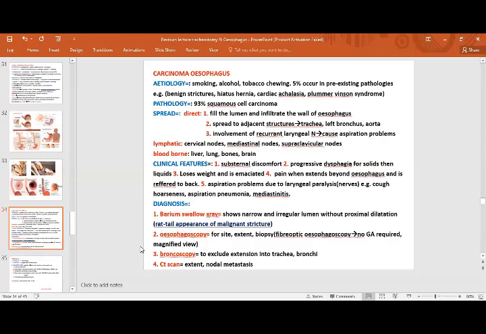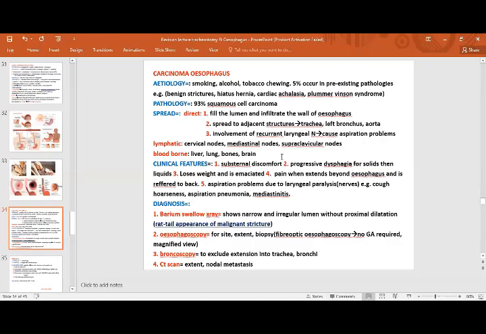Basically it can spread directly into the lumen and of course infiltrate the wall of the esophagus. Then perforation of the esophagus can occur, and it would also involve adjacent structures like the trachea, bronchus, and aorta. The presentation would be dyspnea or some cough, and involvement of the recurrent laryngeal nerve causes aspiration problems as well. So this is direct spread. Lymphatic spread can occur to the cervical nodes, and blood-borne spread, of course, to the liver and lung.